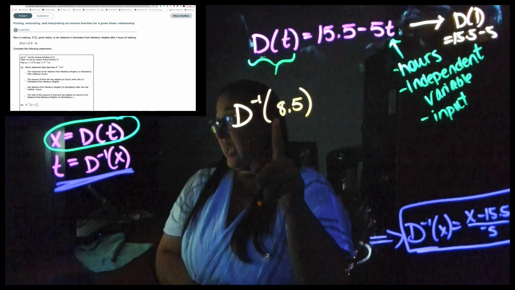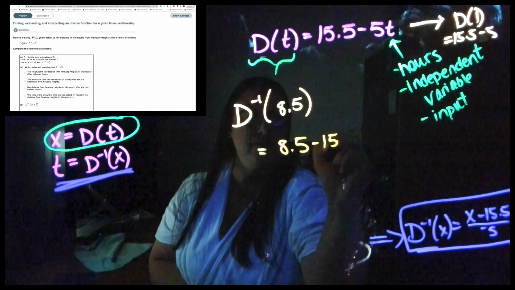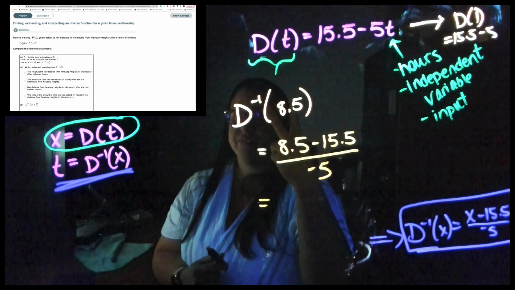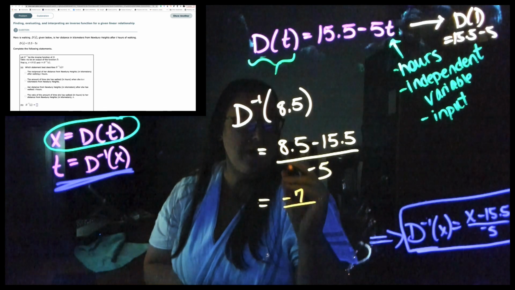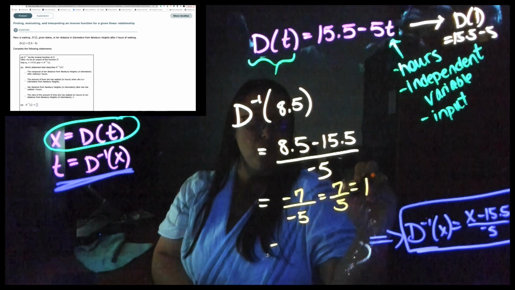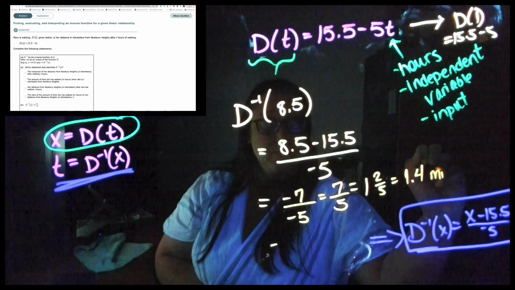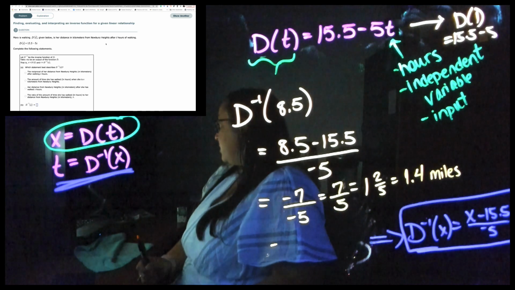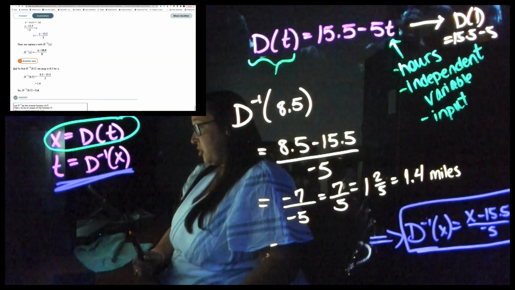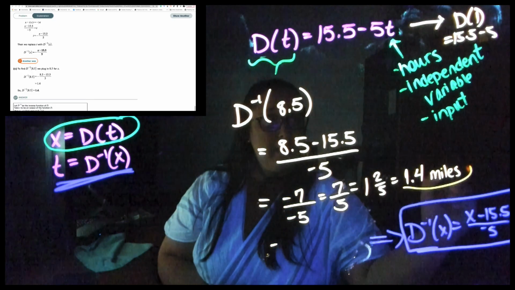That is literally taking 8.5 and substituting that into x. So that is going to be 8.5 minus 15.5 divided by -5. That gives me -7 divided by -5, which I could simplify into 7/5, which is 1 2/5, which is 1.4 miles. I'm not sure how they wanted the answer. Let me see exactly how they want you to put the answer in. The answer that they gave was 1.4. So you simplify, you get 1.4 miles, and that is it.